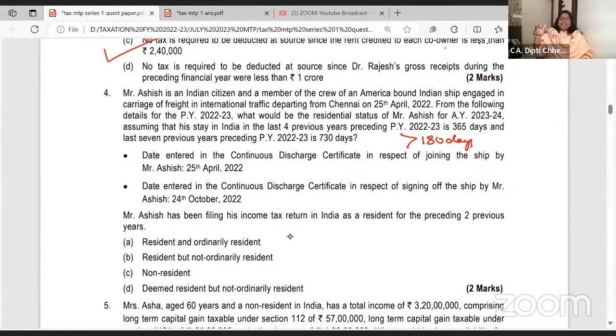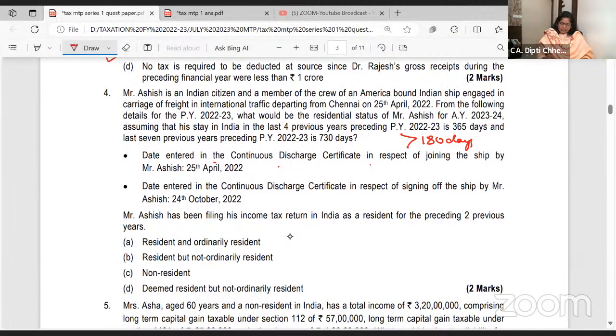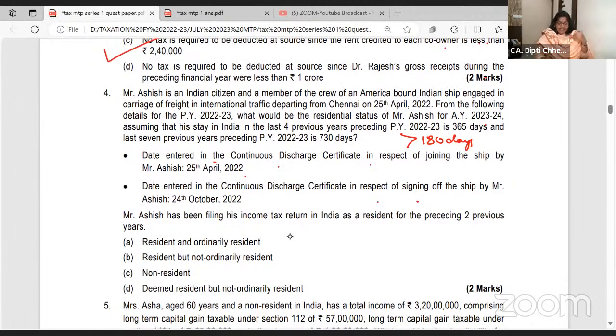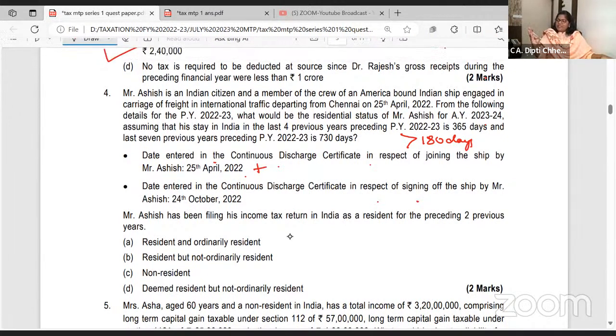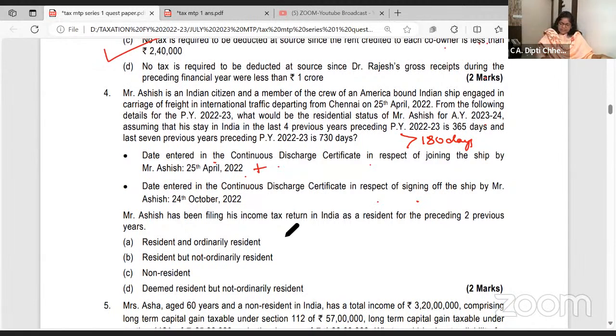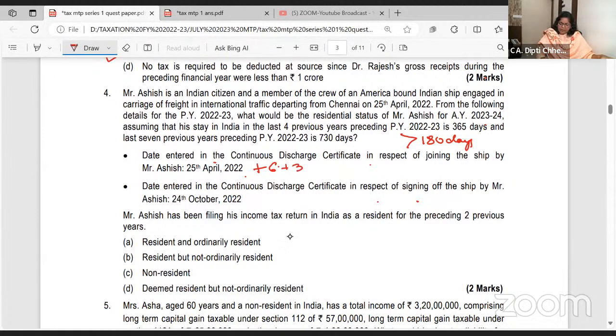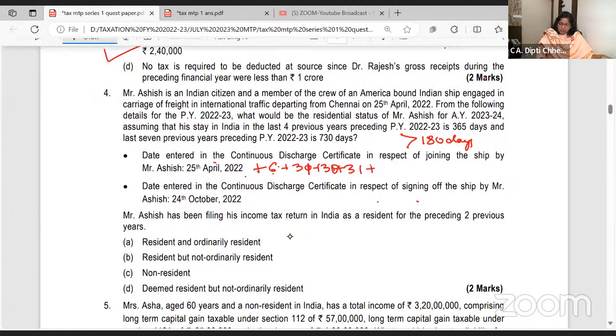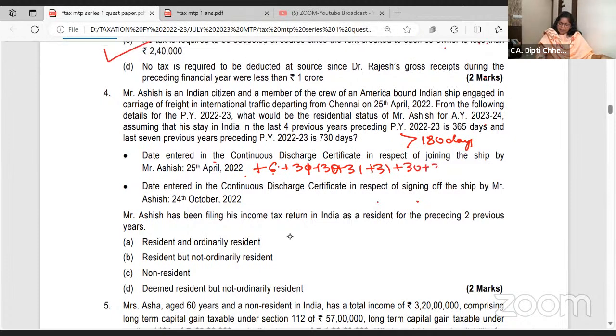Then whatever is in the continuous discharge certificate, the sign-on and sign-off, he should be in India for more than 182 days. So the day he entered in the continuous discharge certificate is 25th April, and the day he is signing off. The day you come in is also counted. So April, how many days will we take? 25, 26, 27, 28, 29, 30, 6 days of April. May, June, April, May, June, July, August, September, October.